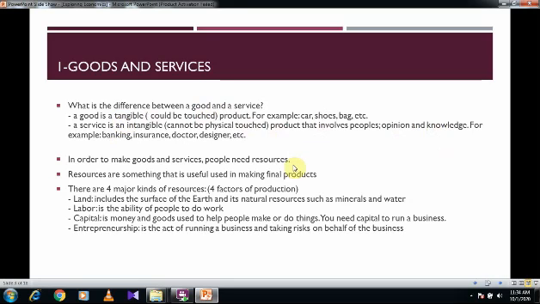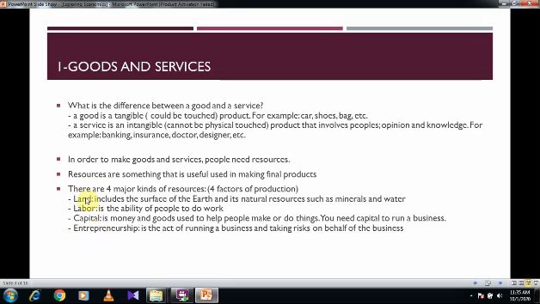Now, in order to make goods and services, we need resources. What are resources? Resources are something that is useful and used in making or producing a final product. There are 4 kinds of resources. We also call them the 4 factors of production. These are the 4 factors that we use to produce any product: land, labor, capital, and entrepreneurship or enterprise.